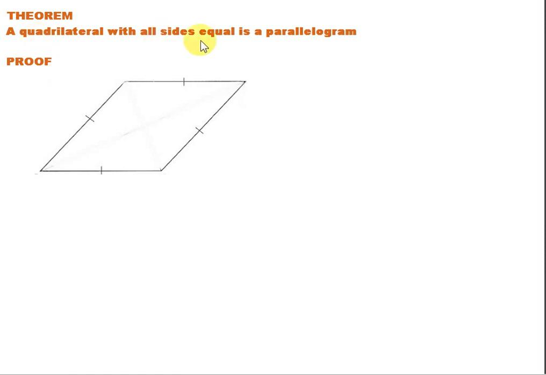A quadrilateral with all sides equal is a parallelogram. Now this theorem is true. We will see later that its converse is not true. Before doing that, I will prove this theorem.